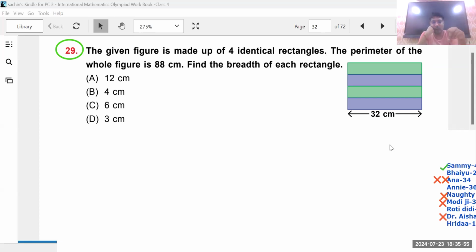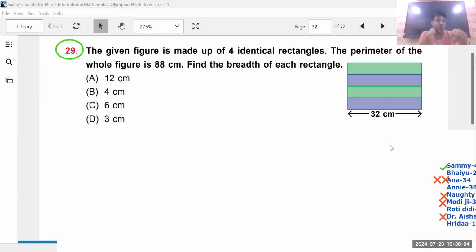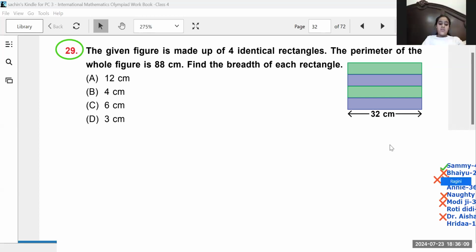Aisha, whom are you talking to, beta? Sir, to my Didi. Why? Beta, class is going on, don't talk right now. Please tell her to leave the room, beta. Where is she gone?